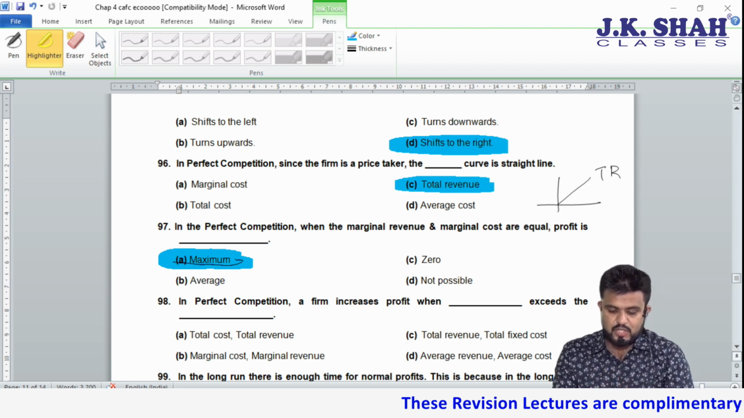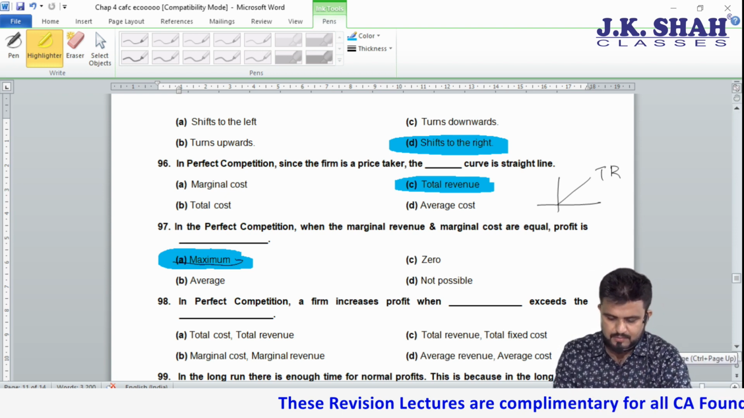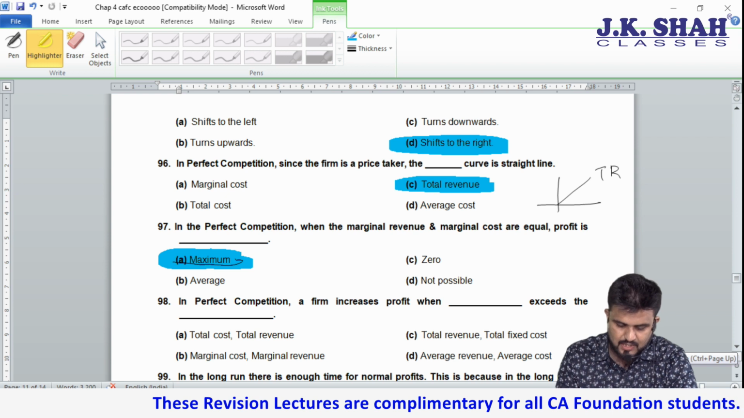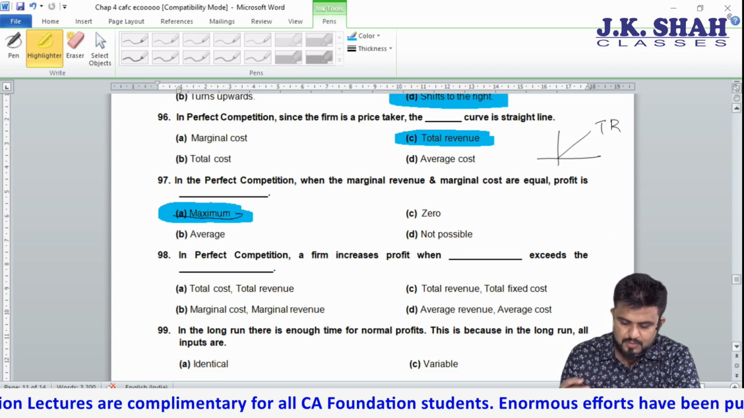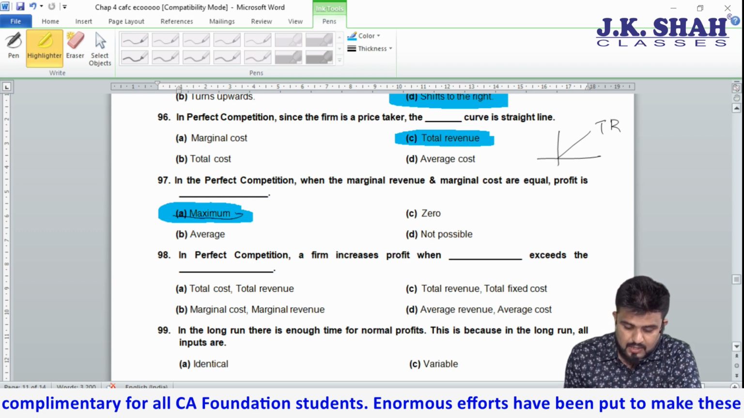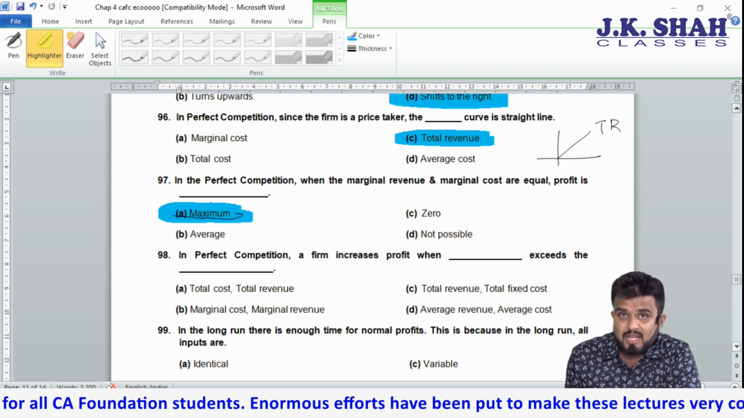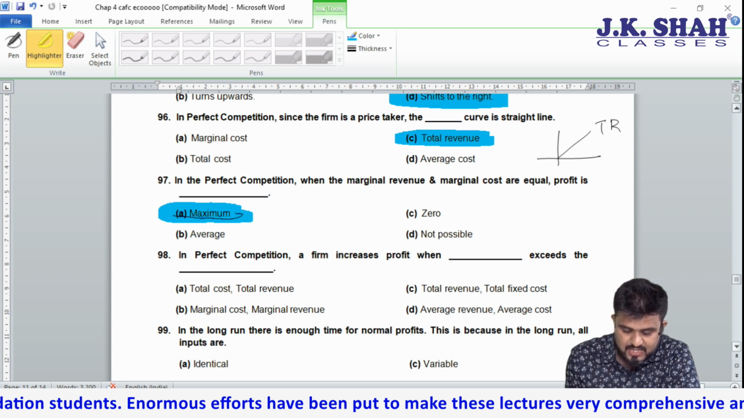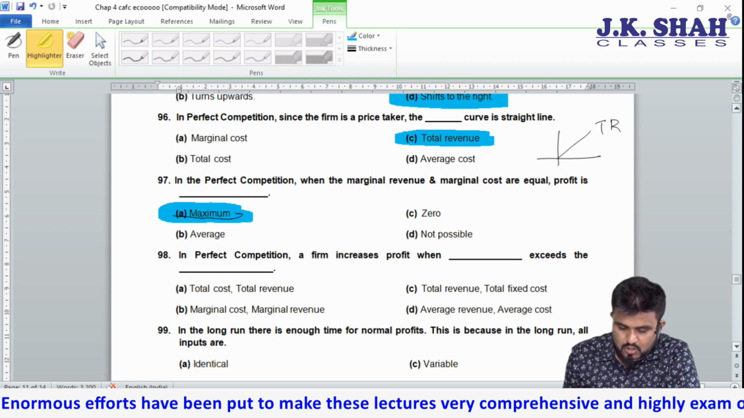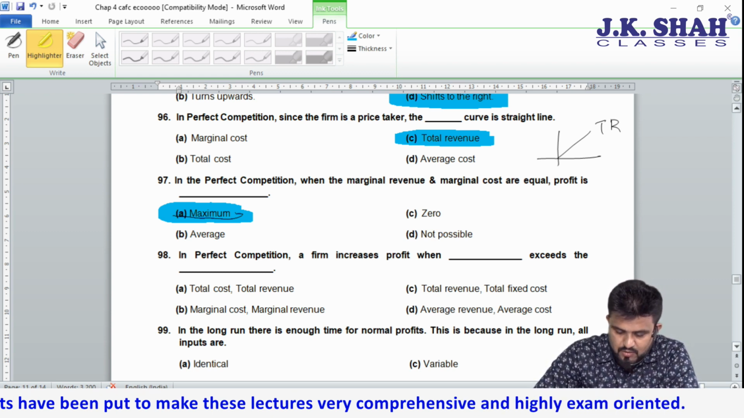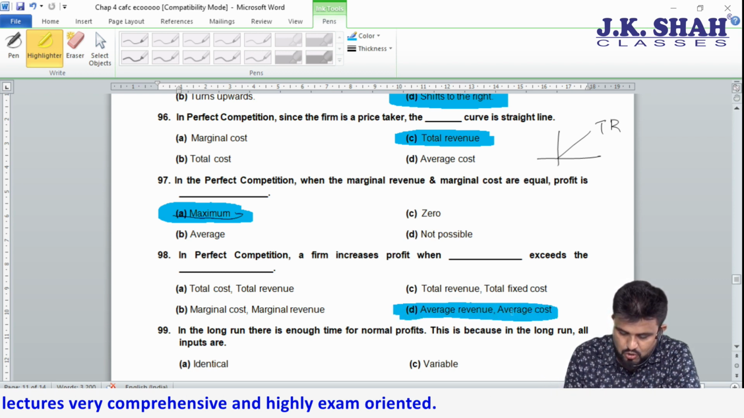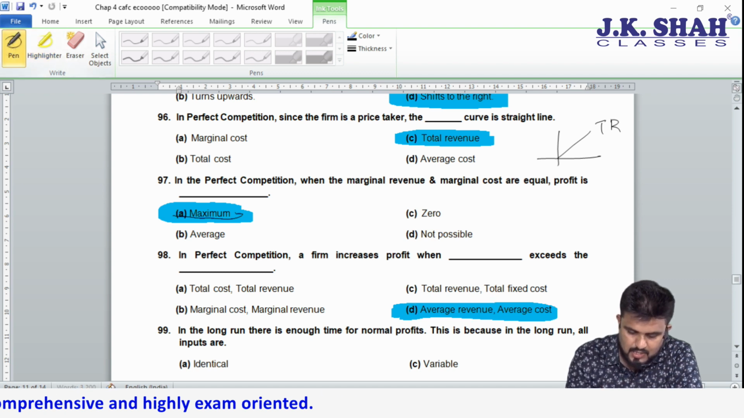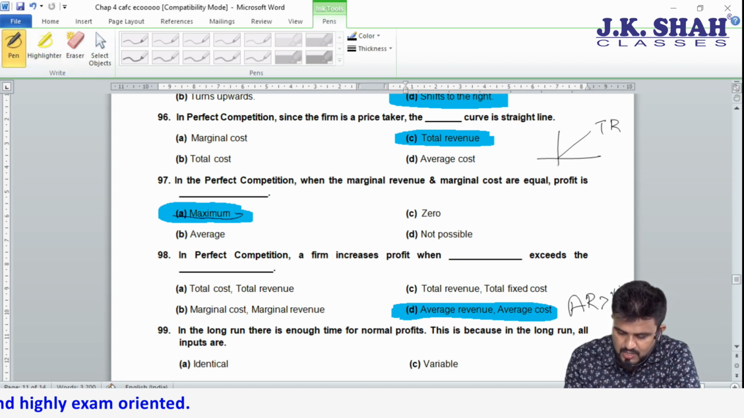In perfect competition, a firm increases profit when dash exceeds dash. So a firm increases profit when average revenue exceeds average cost, that is AR greater than AC.